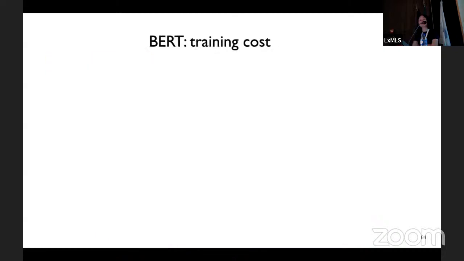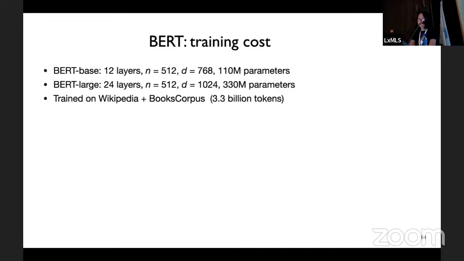Okay, so next I'm going to talk a bit about the training cost of the BERT models. As I mentioned, BERT comes with two models, BERT base and BERT large. One is 110 million parameters, another is 330 million parameters. And the BERT model was trained on Wikipedia and the Books corpus, which has 3.3 billion tokens, which is also tiny today. But at the time, it was a really big deal. It's a very big collection of training corpus that people can find publicly available.